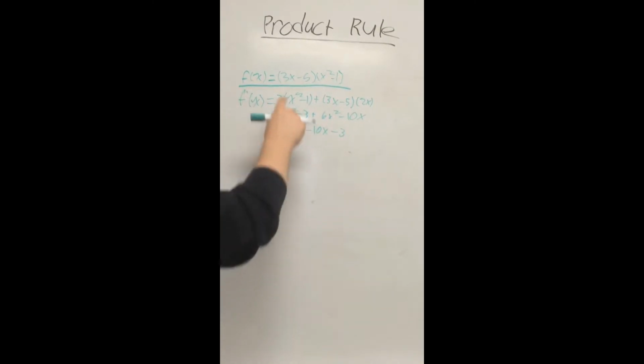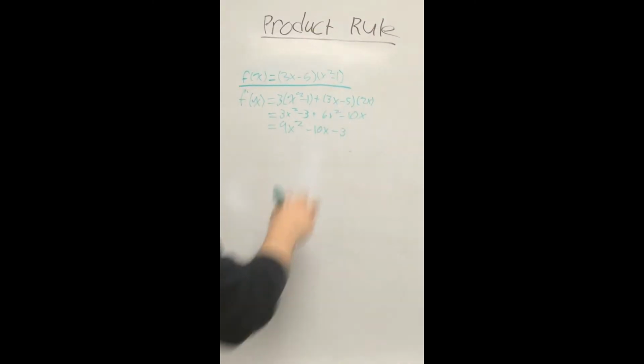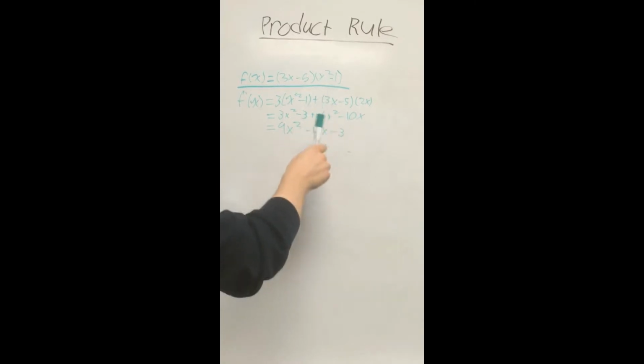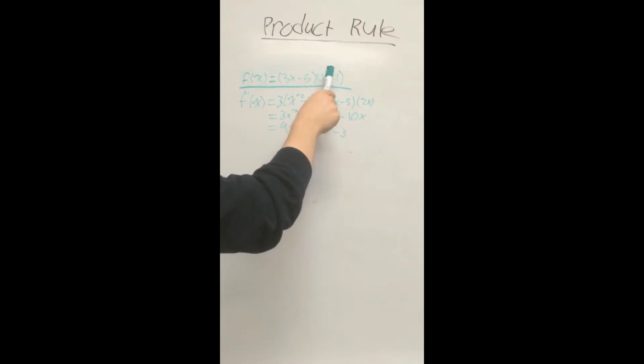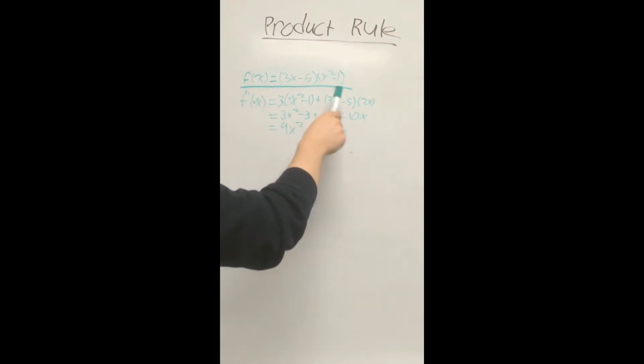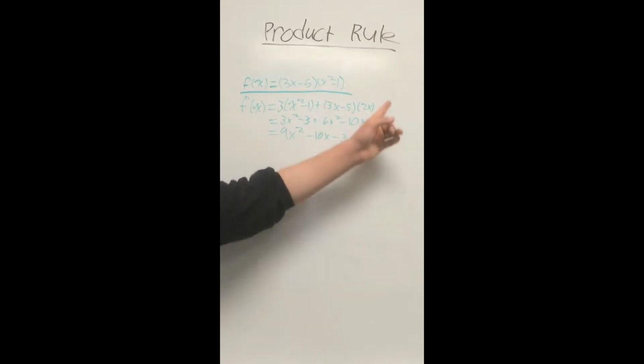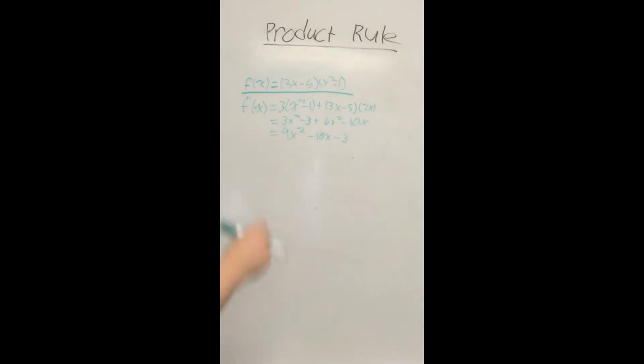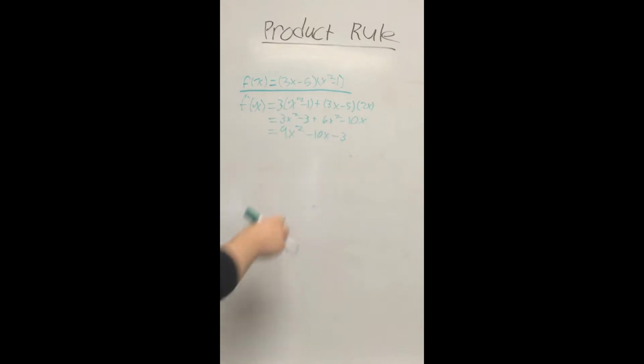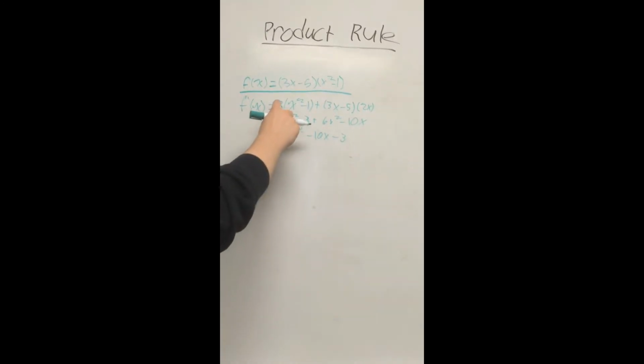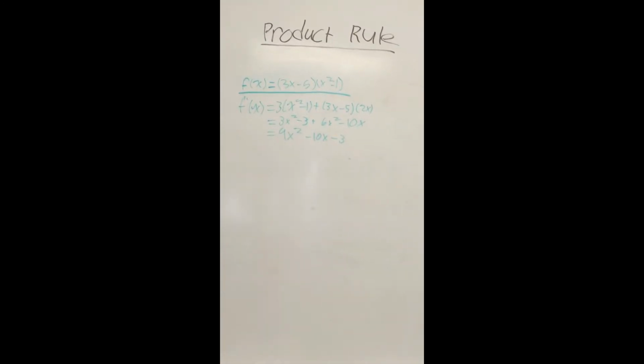And we add that to the original first, 3x minus 5, times the derivative of the second, which is 1 times 2, which gives us 2, and then x squared, the exponent is subtracted by 1, so we still have 1x here. Now in the second line, since we are adding, we cannot just multiply together. We have to first expand each bracket.